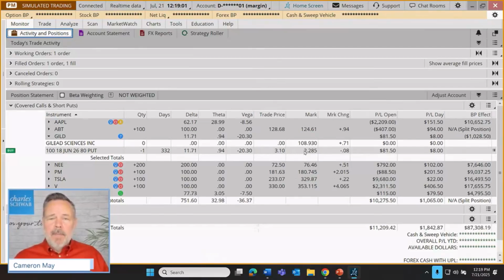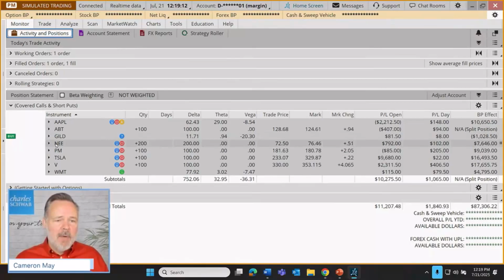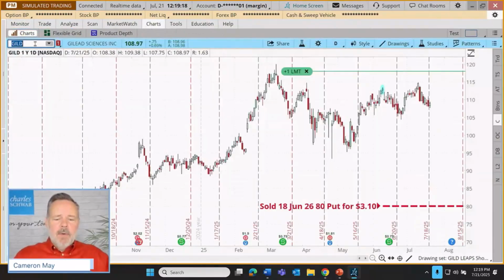We may look at this. We have an order in, but the trader might look at exiting if maybe they could get out for half what they sold that put for. Not everybody has that as a rule, but we have that in place to exit this trade. So we'll let that one continue to work. So NEE, PM, Tesla, and Visa. Here's what's going on with those.